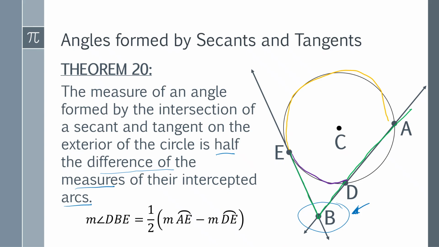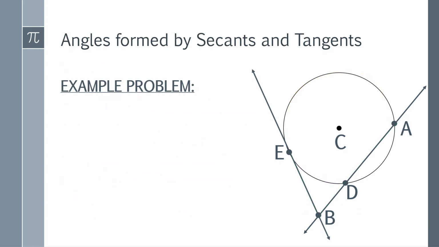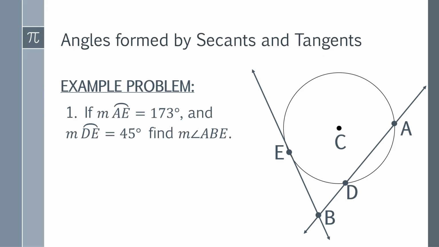So let's have an example. Let's have another problem regarding this part. Let's say the measure of AE is 170 degrees and the measure of arc DE is 45 degrees. How will you find the measure of the angle ABE? So here's the thing. Since the intersection of these two lines is found outside the circle, when you see outside the circle, then their intercepted arcs must be subtracted.